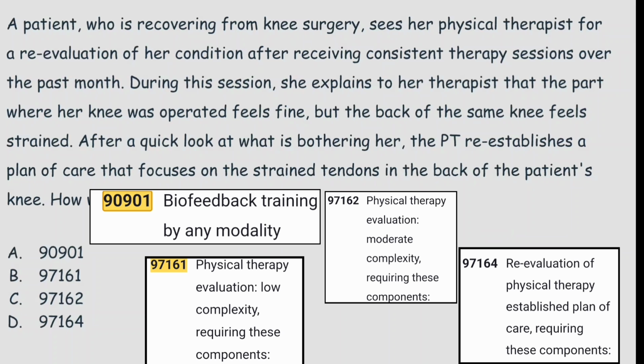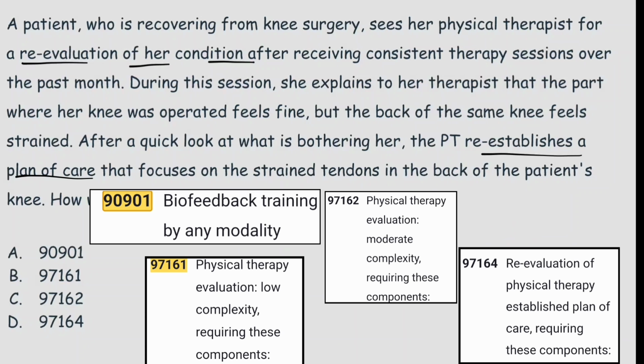Now let us check the main terms in the question. Here the patient who is recovering from knee surgery sees a physical therapist for re-evaluation of her condition after receiving consistent therapy sessions over the past month. During this session, she explains to her therapist that where the knee was operated feels fine, but the back of the same knee feels strained. After a quick look at what is bothering her, the PT, that is physical therapist, re-establishes a plan of care that focuses on the strained tendons in the back of the patient's knee. So, which among these is the appropriate code?